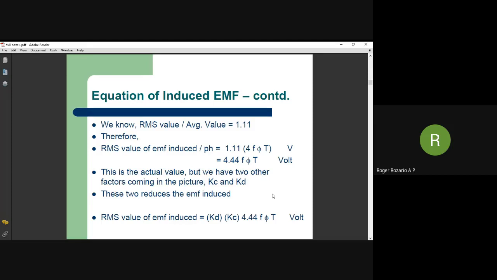Now, will these two factors reduce the EMF or increase it? Second question. Yes, very good. It reduces the EMF. Then why do we go for fractional pitched windings? What are the advantages of fractional pitched windings? Although it reduces the EMF, why are you going for fractional pitched windings? Very good. It uses less copper and avoids harmonics. That's all, simple. Why do we go for distributed winding?